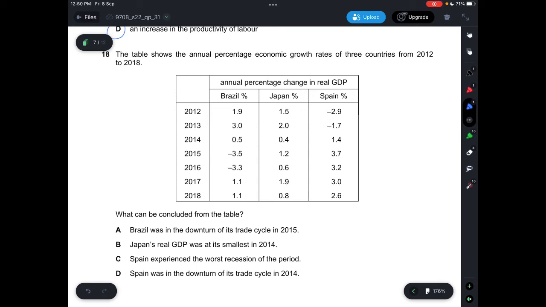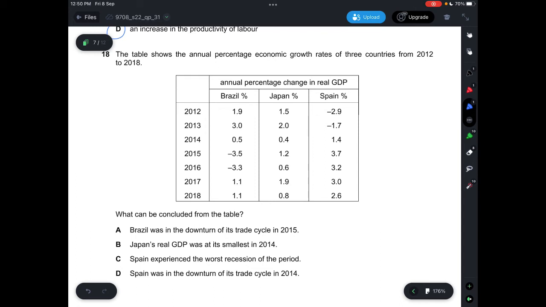Brazil, Japan, and Spain. What is correct about the table? So A, it says Brazil was in the downturn of its trade cycle in 2015. So yes, that's correct, because you can see in 2015 there's a negative 3.5% annual percentage change in real GDP. Let's look at the other 3 options. B, it says Japan's real GDP was at its smallest in 2014, which is incorrect.